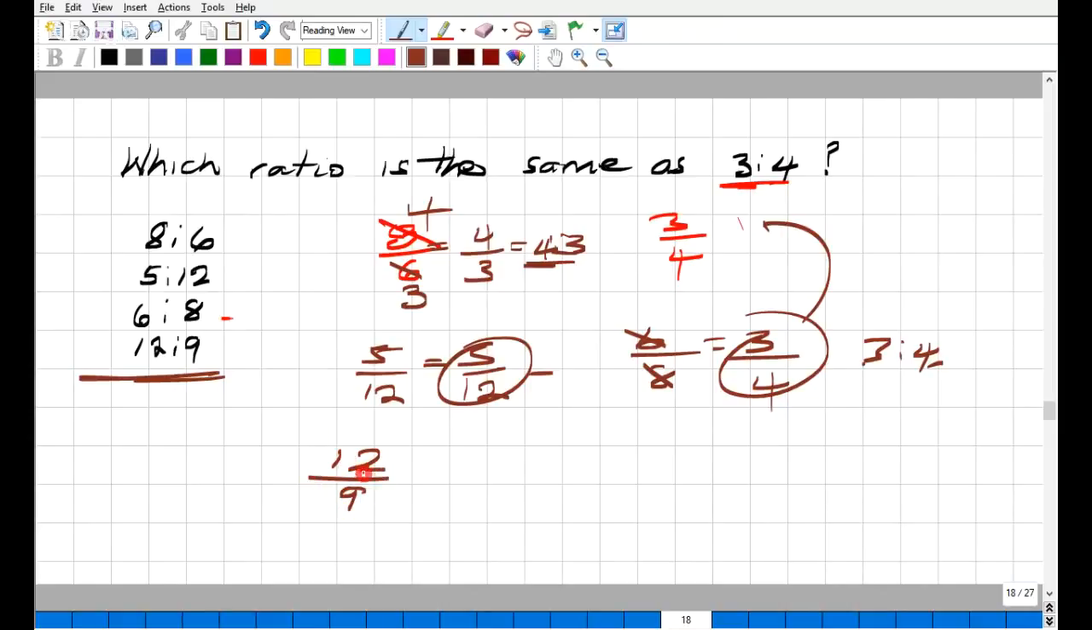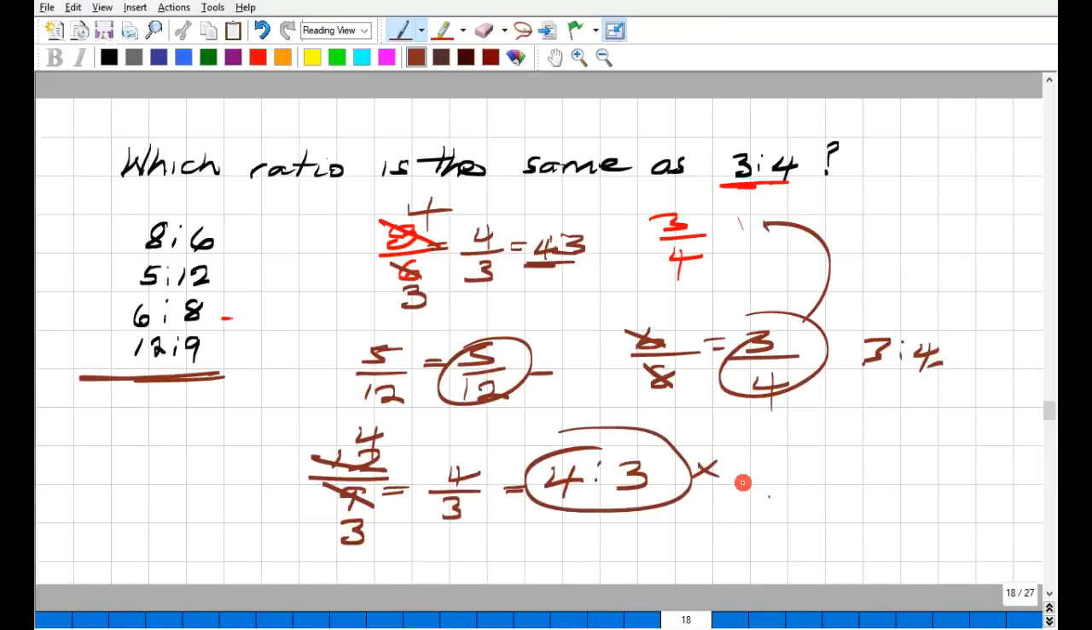3 can go into both of these. 3 will go into this 4 times, and 3 will go into 9 3 times. This is 4 upon 3. That can be changed to 4 to 3. Not what we are looking for. So option C, this one is equivalent to 3 to 4. Okay. Yes, sir.